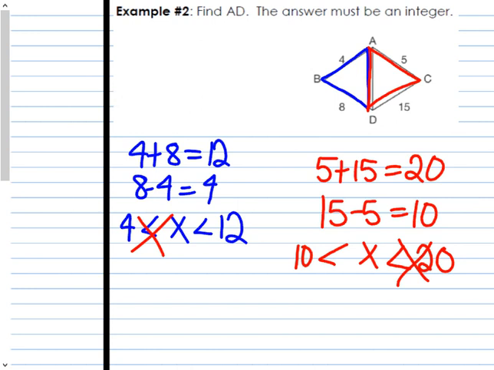The answer is 11. AD has to be 11 because we had two sets of circumstances that it had to fit. So not only greater than 4 but less than 12, it also had to be greater than 10 but less than 20. And 11 is the only number that was bigger than 10 and less than 12.